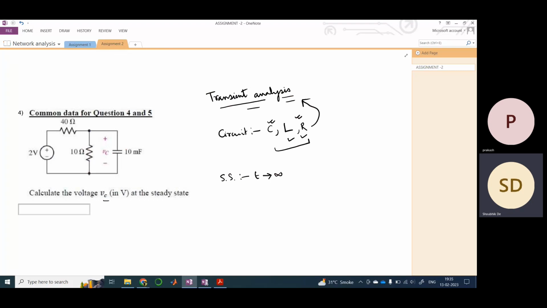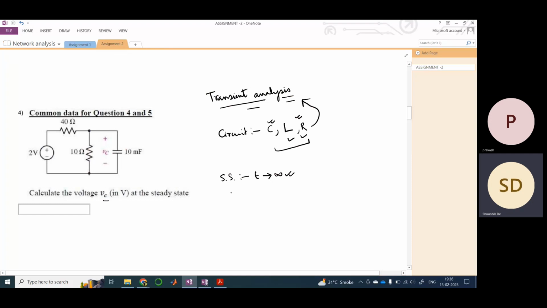So a long time has passed. Infinite means a very large number which we can't count, right? It could be anything. It could be 10 to the power 9, 12, anything, right? Second, any unit. So basically a long time has passed. So that is what we mean by steady state.